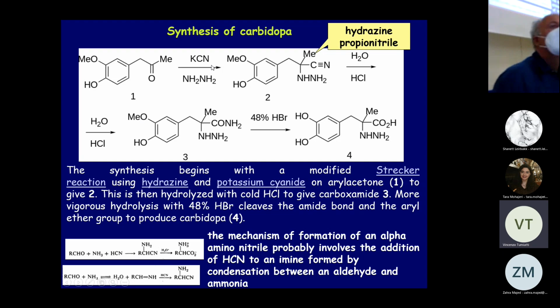First step, potassium cyanide, very toxic, I remind you. In acidic condition we can have cyanhydric acid, very toxic. The gas chamber of the Germans during the Second World War. Hydrazine is able to give the Schiff base, then the attack of the cyano group, the first hydrolysis, and then the last hydrolysis to release the OH and the carboxylic group.